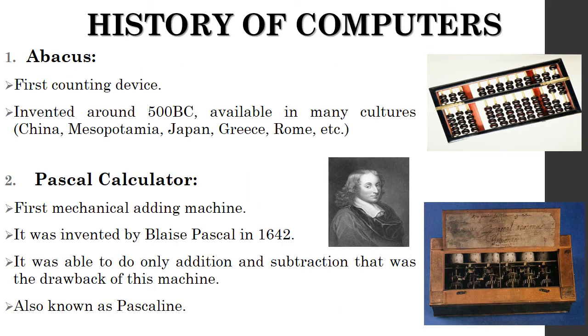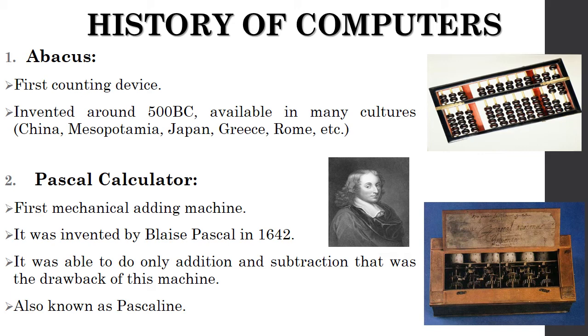History of computers. The first one is abacus. The abacus is known as the first counting device. It existed before calculators existed. So before calculators were used, the abacus was invented. It was invented around 500 BC, that is before Christ. This device was used by the cultures of countries like China, Mesopotamia, Japan, Greece, Rome, etc. In these countries, the abacus was used for counting.